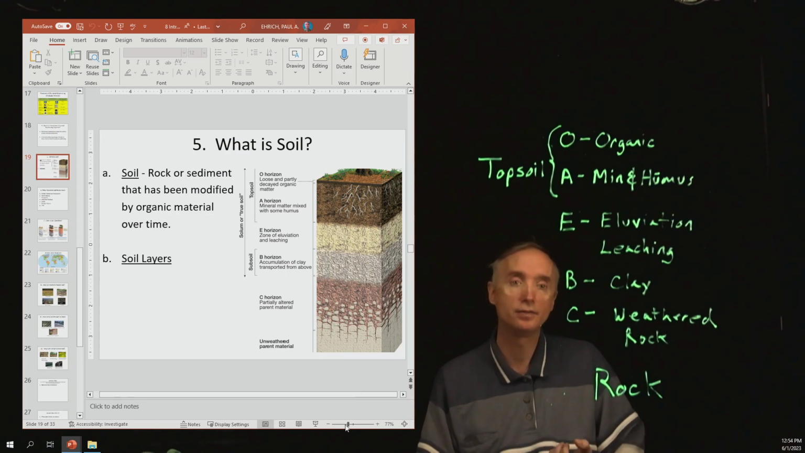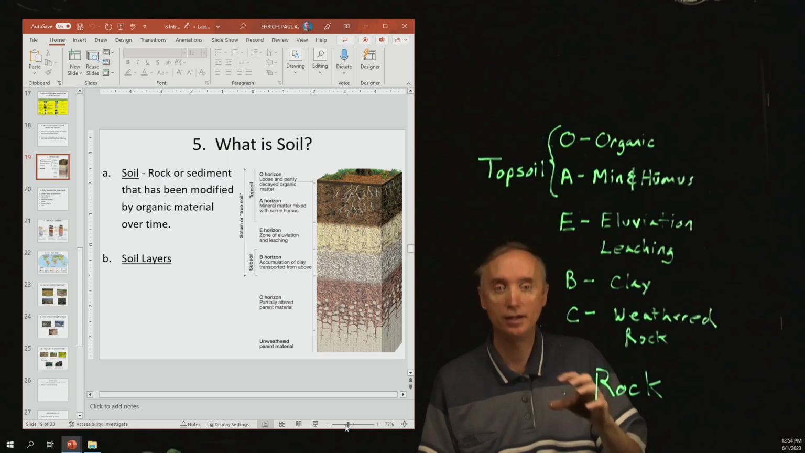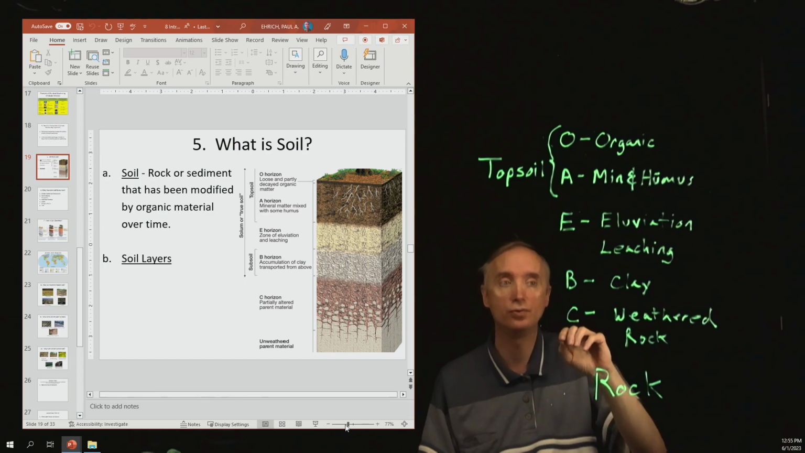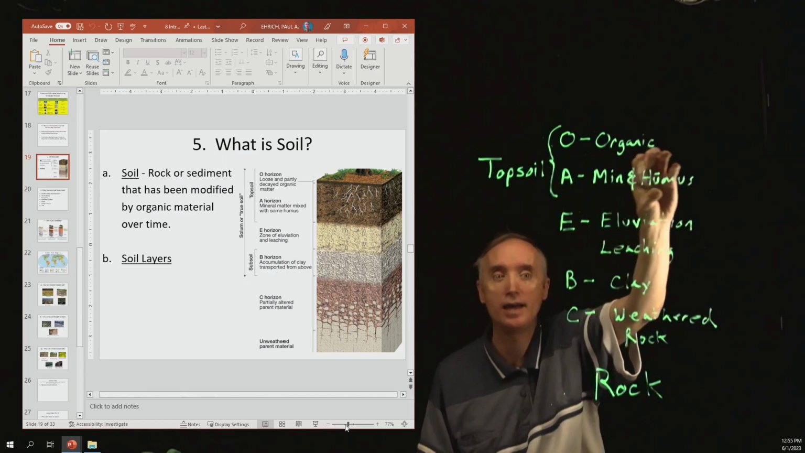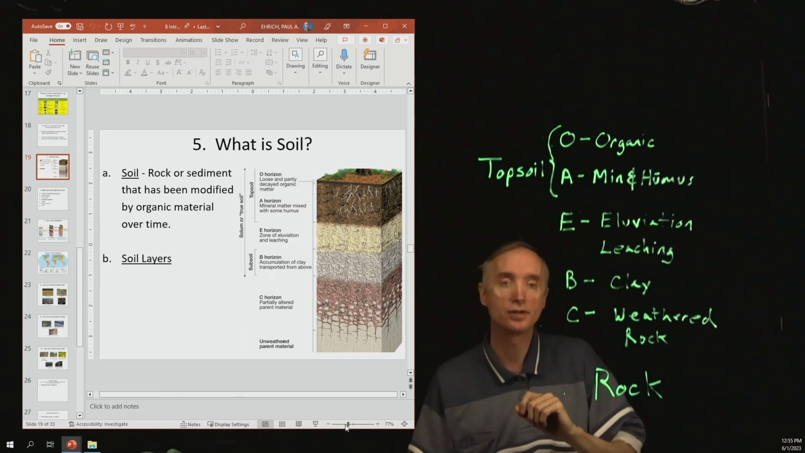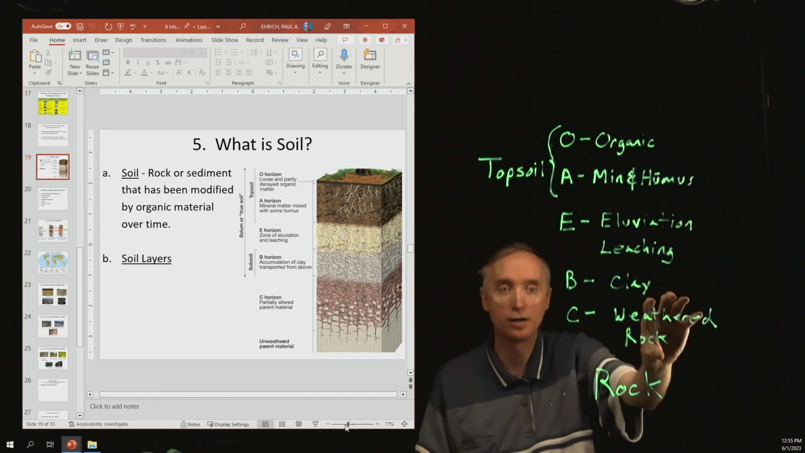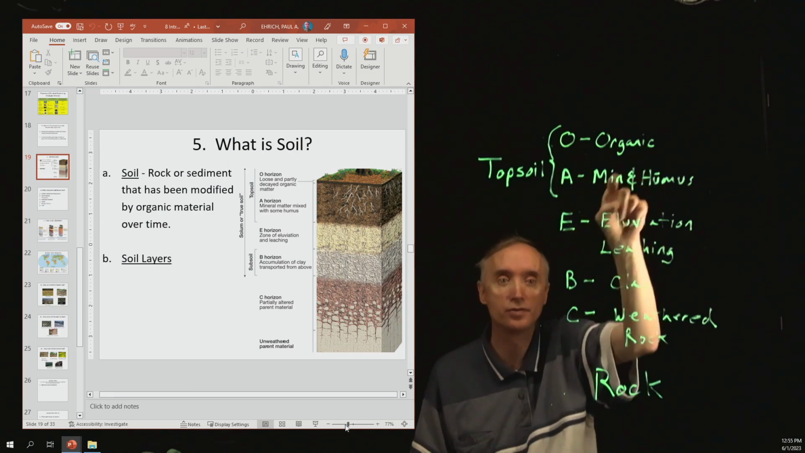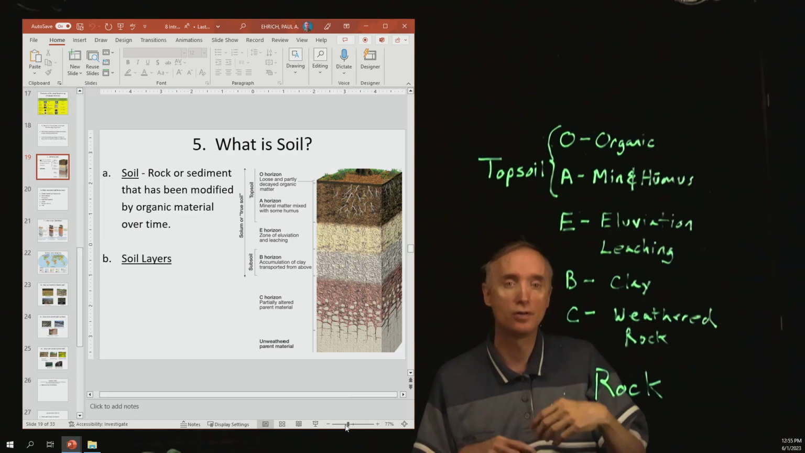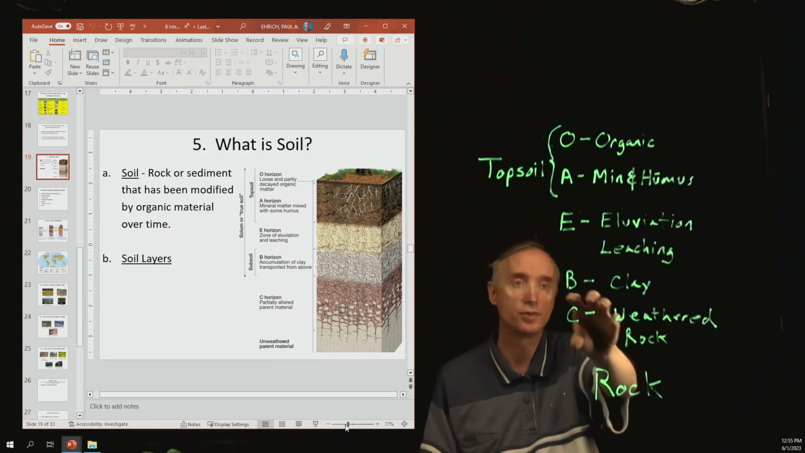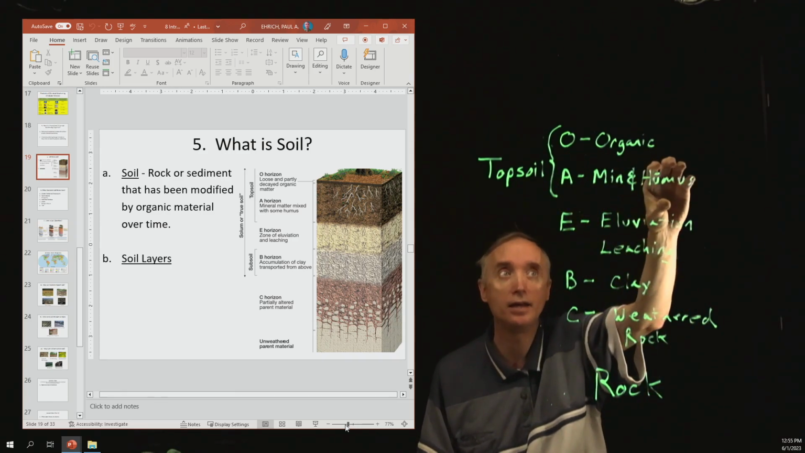Okay, the next thing that's going to happen is if there's any life, that life is going to start to produce organic materials. That's going to be the O layer. And that O layer is going to start to mix with the C layer, and that's going to start to produce the A layer. The A layer is going to consist of minerals from the weathered rock plus the organic materials such as dead leaves and organisms. All that organic material gets mixed in with this stuff here, and it starts to make the A layer.